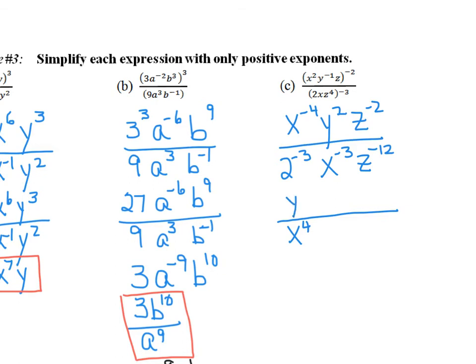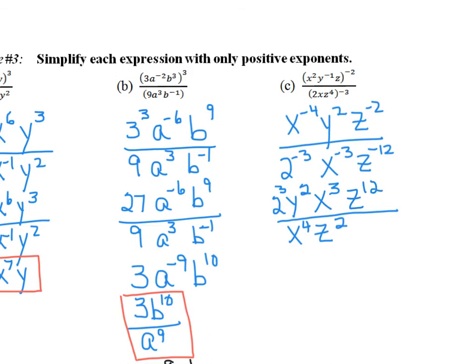Y squared already has a positive exponent, so I'm going to leave it where it is. Z to the negative 2 in the numerator would move to z squared in the denominator. 2 to the negative 3rd in the denominator would move to the numerator with a positive exponent. X to the negative 3rd in the denominator would move to the numerator so that its exponent could be made positive. And lastly, z to the minus 12 would be moved from the denominator to the numerator so that its exponent could be made positive.